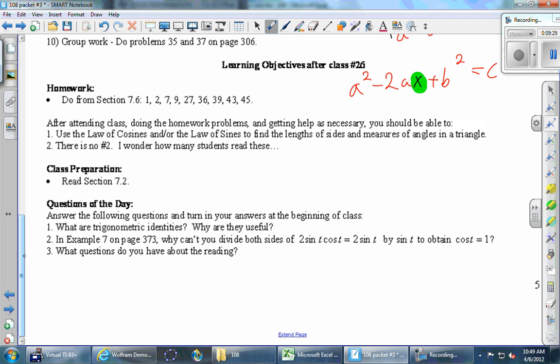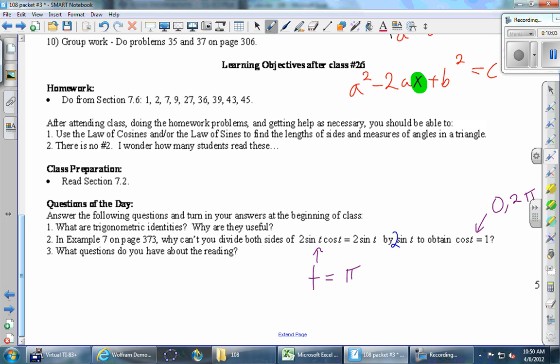Sine of t, and you end up with cosine of t equals 1. I guess I should have said divide by 2 sine of t. But if you do that, you actually end up losing some solutions because, for example, cosine of t equals 1 happens at 0 and then again at 2 pi. But if you plugged in, for example, t equals pi into both sides, anybody remember what the sine of pi is? It is 0. So the whole left-hand side is 0.